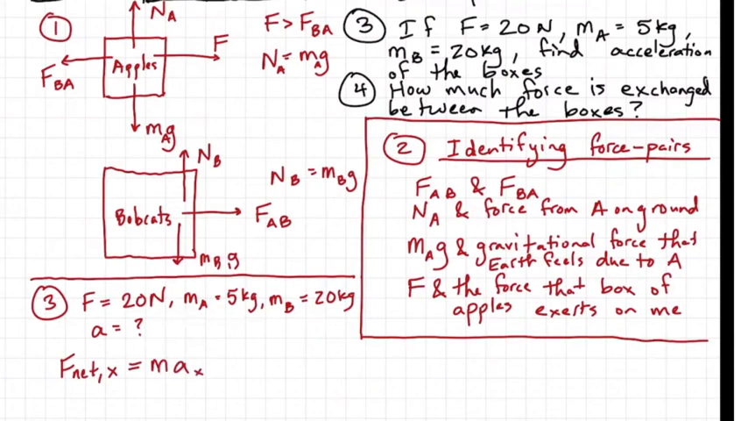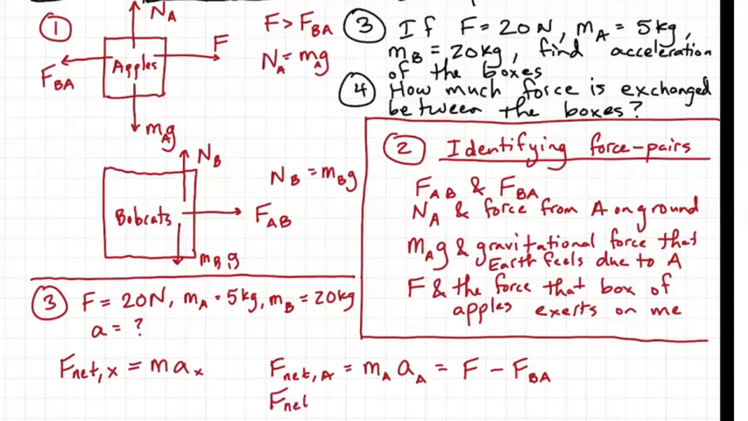So what I will do is I'll write for box A, the net force on box A in the x direction is equal to the mass of A times the acceleration of A, which is equal to the force that I'm pushing with minus the force that B pushes on it with. But then also I can write that the net force in the x direction on box B is MB times AB, which is just equal to FAB. Okay, let me scroll down.